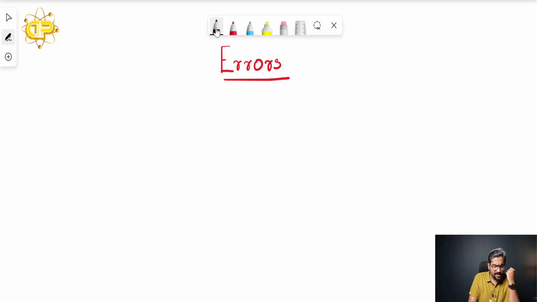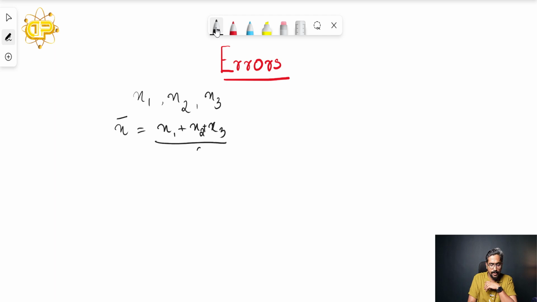Just imagine that you're doing one experiment and you are taking a set of readings. Say your readings are x1, x2, x3. I'm just taking three readings, x1, x2, and x3. In order to get the true value, you take the average of all these values, x1 plus x2 plus x3, divided by 3, then you will get the true value, that is this one, right?